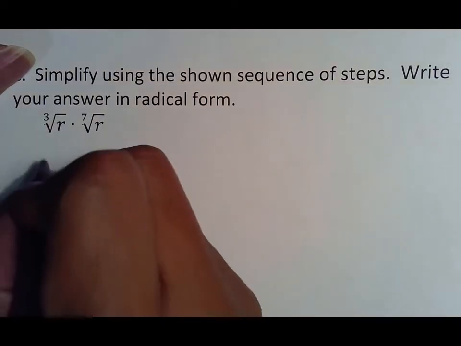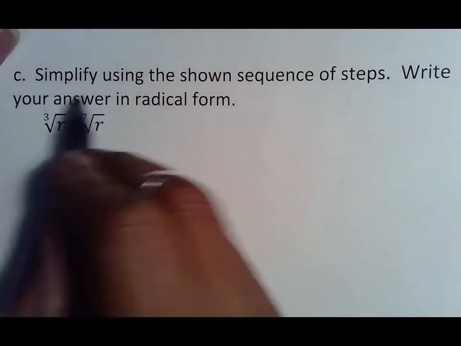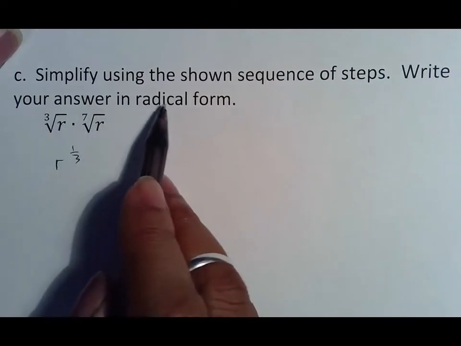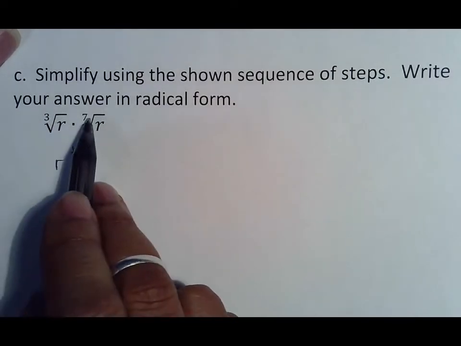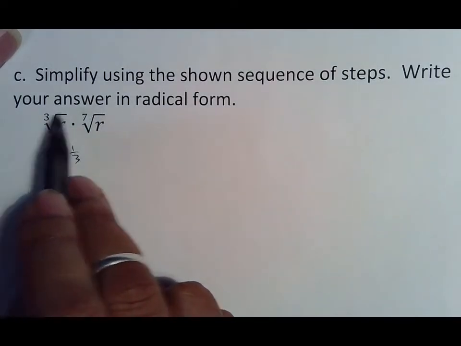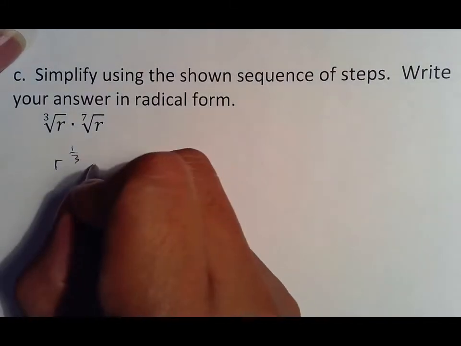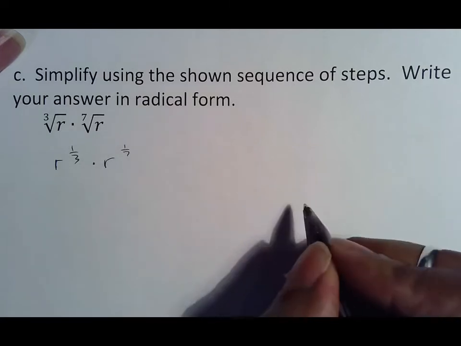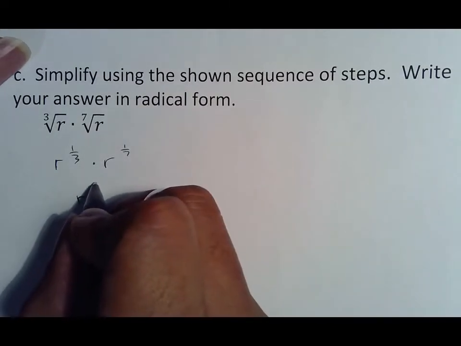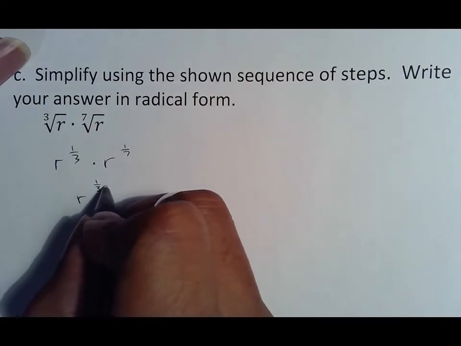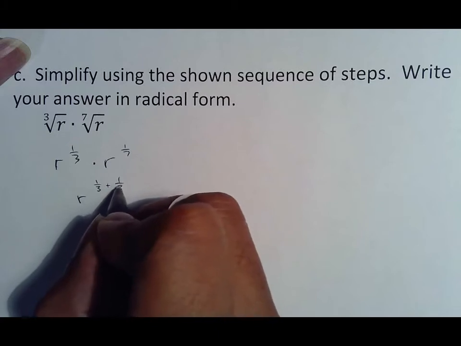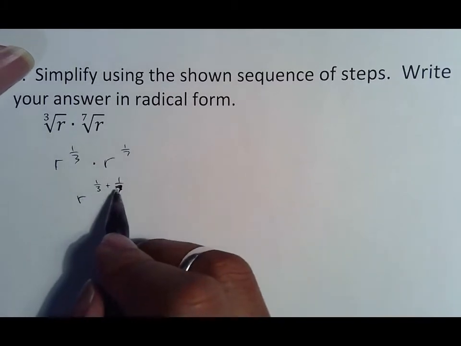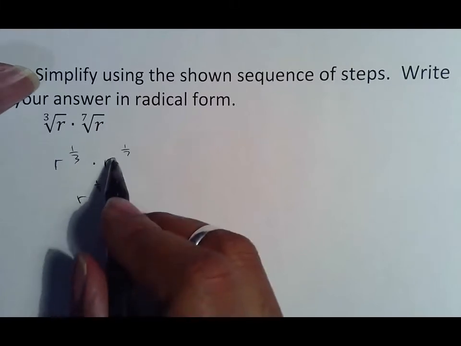Here, you're going to put r to the 1/3. Again, they want this in radical form. But you can't put a 3rd root with a 7th root because, again, this is not malleable. But the exponential form is malleable. So that's r to the 1/3 plus 1/7. Actually, I don't think you need to write that, but again, I don't know what it's asking for.